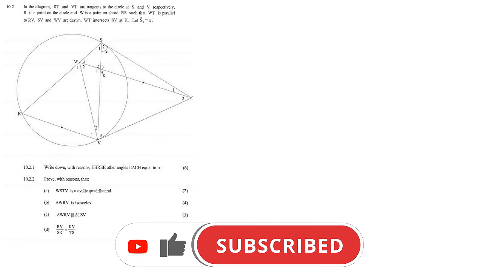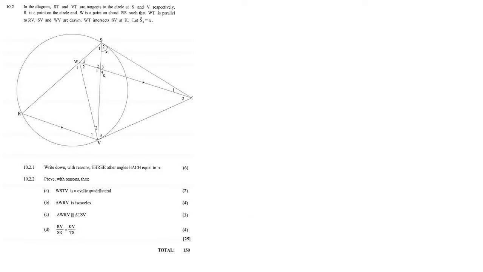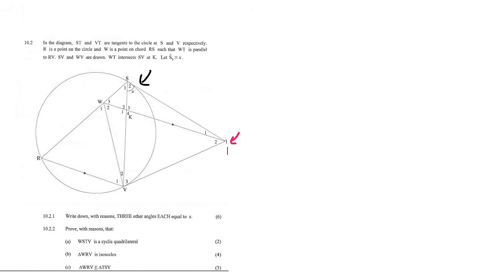Last question, 10.2. Write down three other angles equal to x. Okay, so we can see that x is up here. Now, we know that if you have two tangents that come from a common point, their length is the same. So we can say that, I don't even know what this letter is. Alright guys, I couldn't really figure out what that letter was, but if I look here, it must be a T.